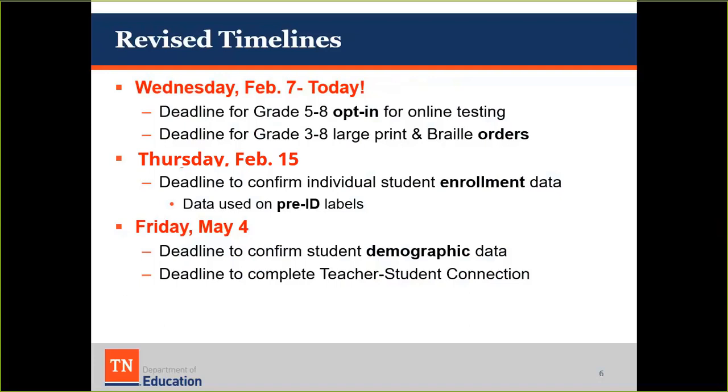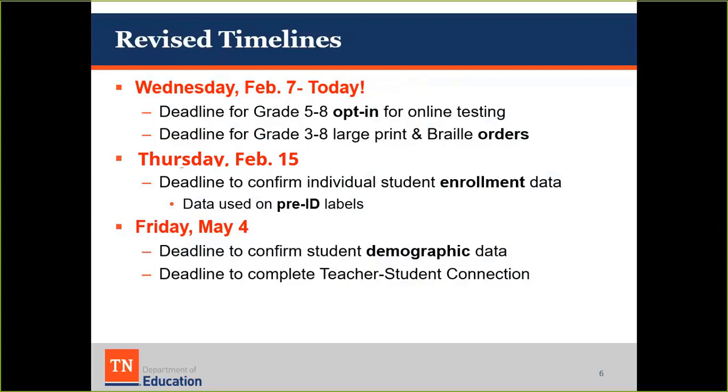Remember, pre-ID only has a small number of fields to it. It has first and last name, it has the content area, it has the student grade, the student date of birth, and the student gender, and their USID. The rest of their demographic data will then be completed and confirmed by May 4th. Obviously, the quicker you get that done, the better off you are.